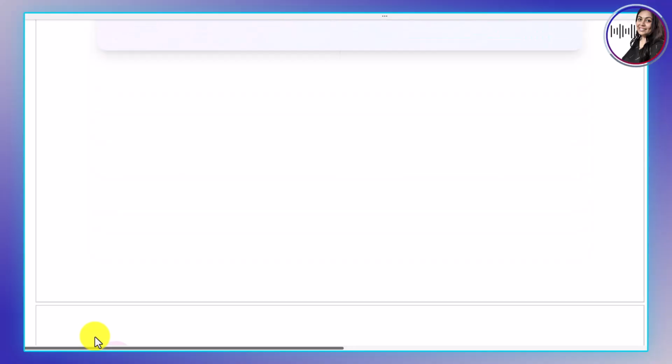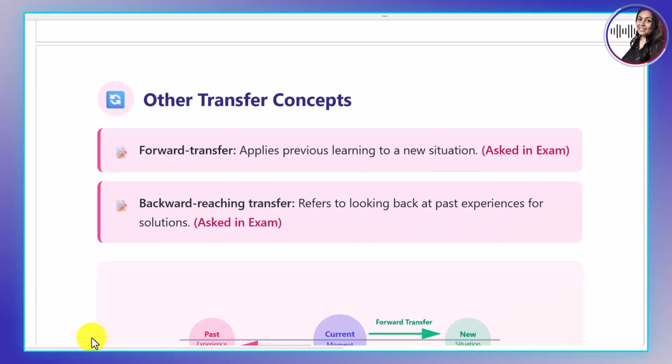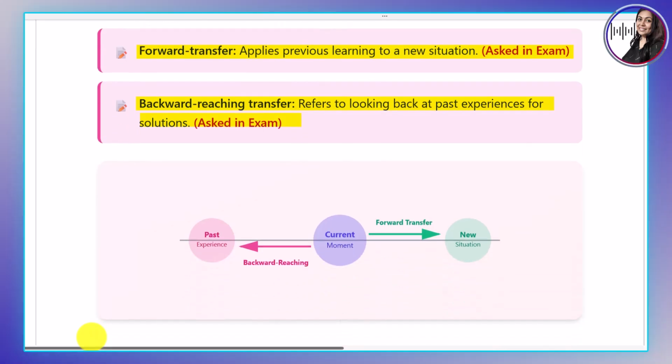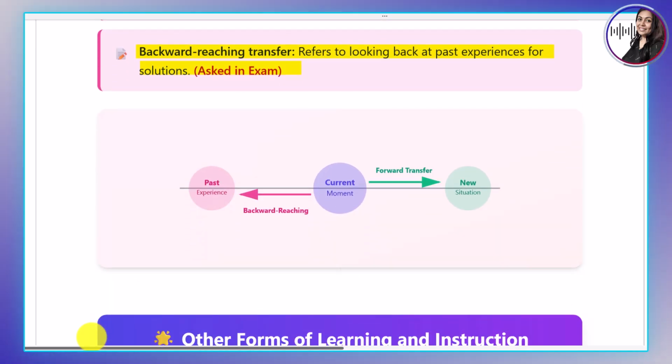Finally, we look at a few other important transfer concepts. Forward transfer refers to the application of previously learned knowledge to a new situation, and this concept has been asked in exams. In contrast, backward reaching transfer involves looking back at past experiences or knowledge to find solutions to current problems, another exam relevant concept.